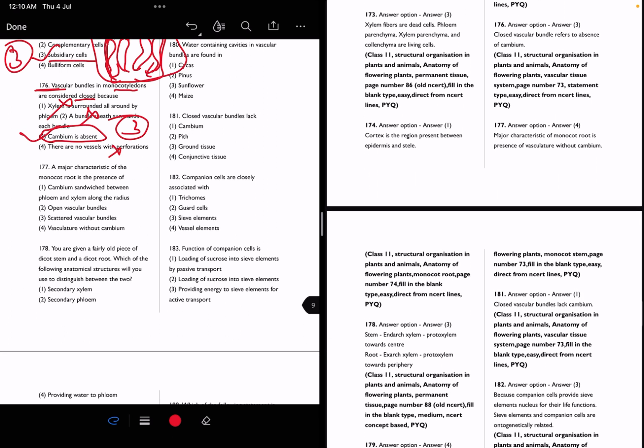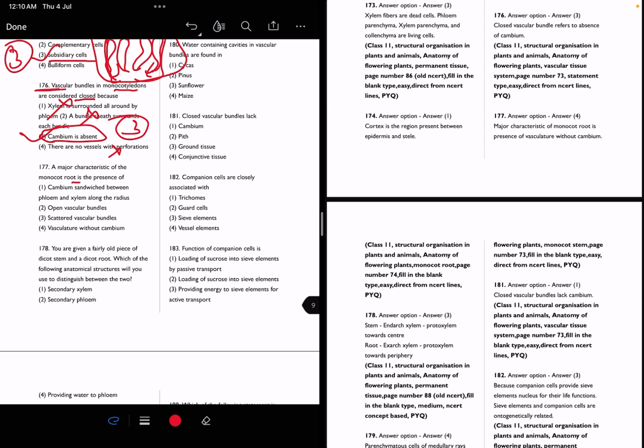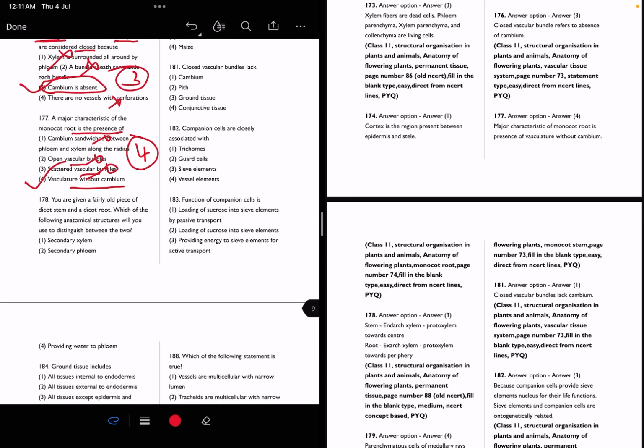177. A major characteristic of the monocot root is the presence of what? Is cambium present or absent? Cambium is absent, so not cambium. Open vascular bundle or cambium absence? Closed vascular bundle. Scattered vascular bundle is in the stem or root? It is in the stem, and we are asking about the root. So vascular bundle without cambium. Answer is fourth. This is an application of the next question only.